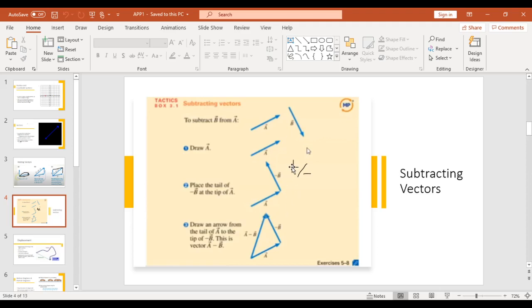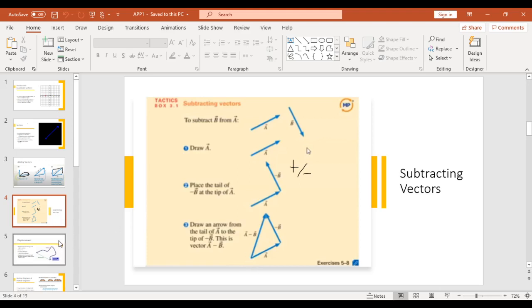And then of course we follow our head to tail, or we do the parallelogram, whatever you want. And then we form the triangle, right? So vector A plus the negative version of vector B would then equal vector A minus vector B, right? And this vector A minus vector B stems from this vector A tail, right?